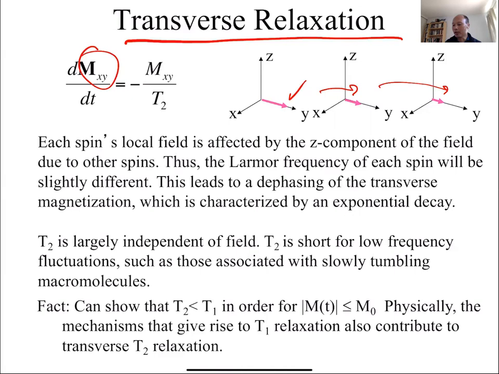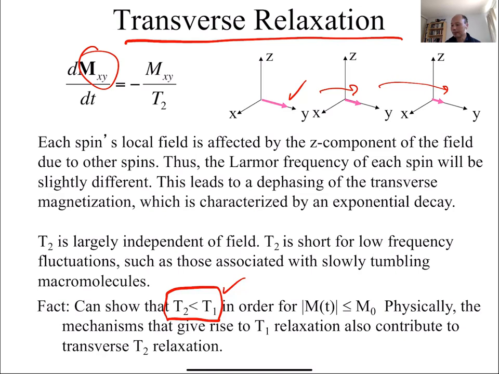And you can also show that T2 is always less than or equal to T1. Okay, so if you're ever given a quiz where T2 is bigger than T1, you know that can't be the correct answer. All right, so this is something important. It's good to keep in mind. And that's because the stuff that causes T1 can also cause T2, but not vice versa, right?